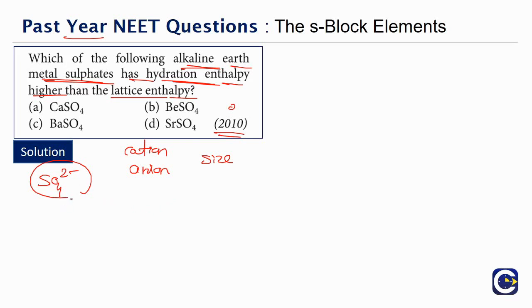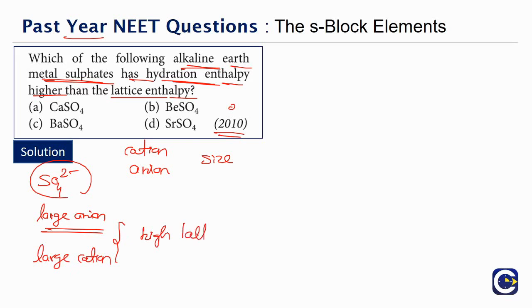So if you look at sulfate ion, because we are talking about the alkaline earth metal sulfates, what is it? It's a large anion. How are we able to say it is a large anion? Because we can see you have 1 sulfur and 4 oxygen atoms surrounding. It's a large anion. So for the large anion, if we have a large cation, that will be able to give a high lattice energy, isn't it?